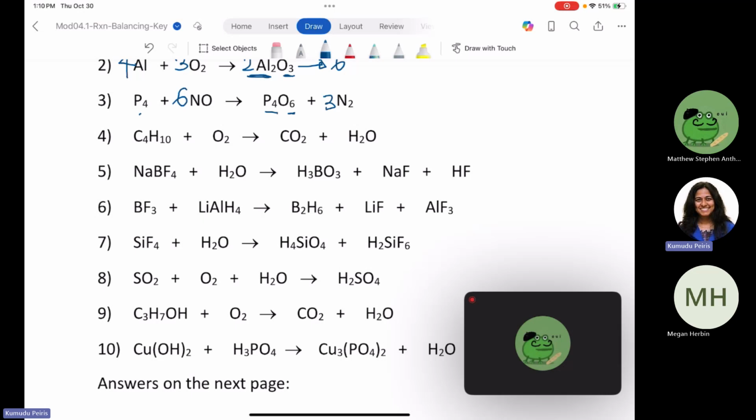Now let's see. 4 phosphorus, good. Both sides have 4 phosphorus. 6 nitrogens, yes, good. And 6 oxygens. Nice. Okay. Questions?